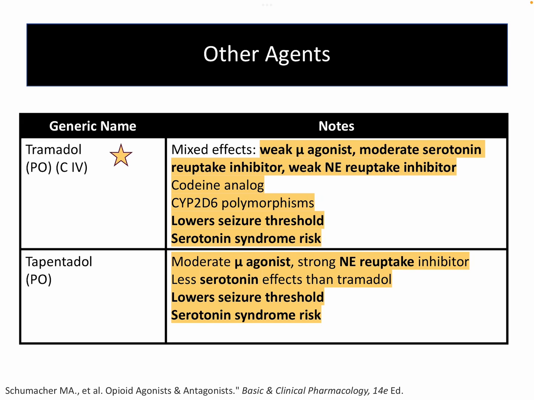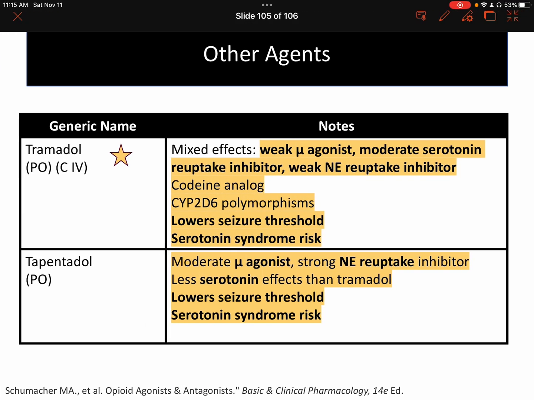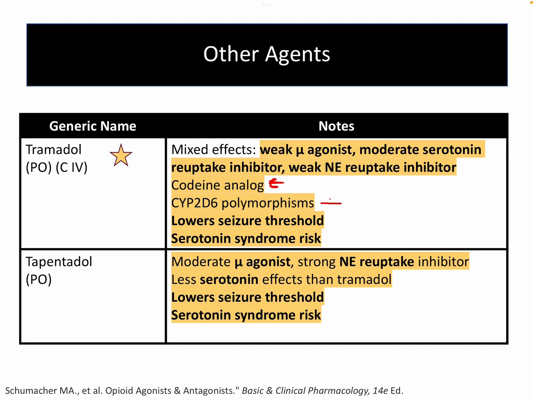Our final set of agents include tramadol and tapentadol. These agents are weak or moderate mu-opioid receptor agonists that work on serotonin and norepinephrine, so they're kind of in their own class. Tramadol is technically a morphine or codeine analog, and if you do have CYP2D6 polymorphisms or drug interactions with CYP2D6 inhibitors, that is something that we would want to monitor. It can lower your seizure threshold and cause serotonin syndrome, just like tapentadol.